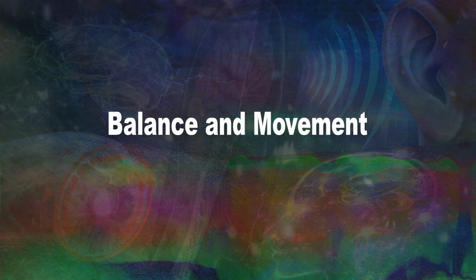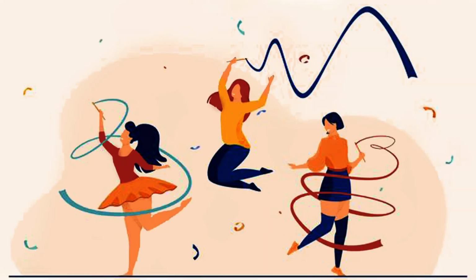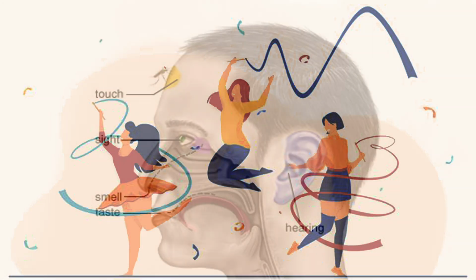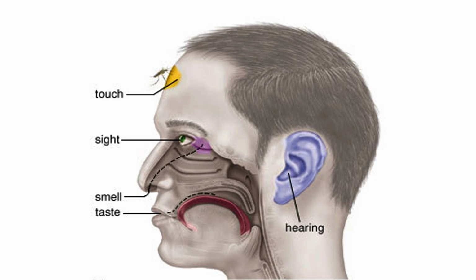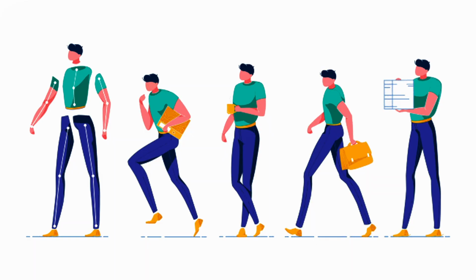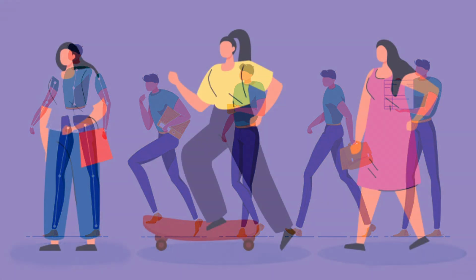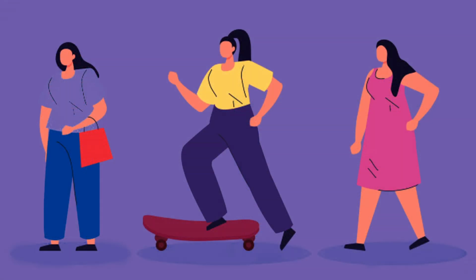Balance and movement. No one doubts the importance of the ears and the auditory information they provide to the brain in everyday life. But did you know that structures in the ears also play an important role in your ability to move and to maintain your balance? The kinesthetic sense provides information about the position of the body parts in relation to each other and the movement of the entire body or its parts.